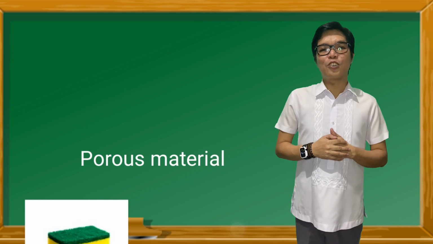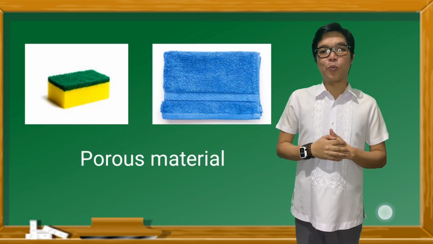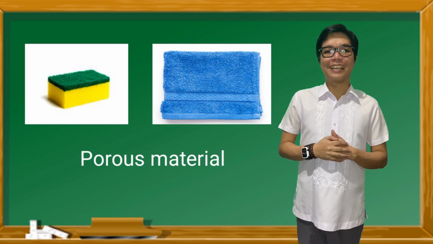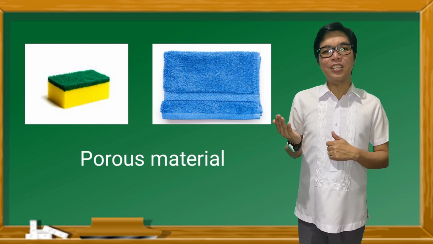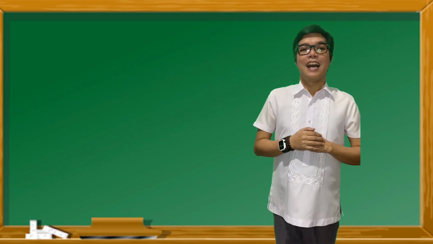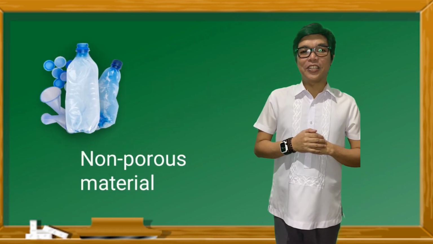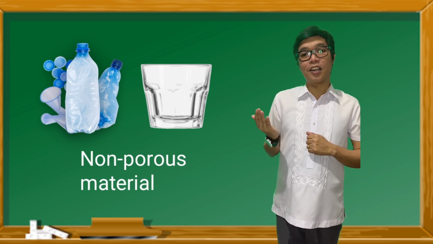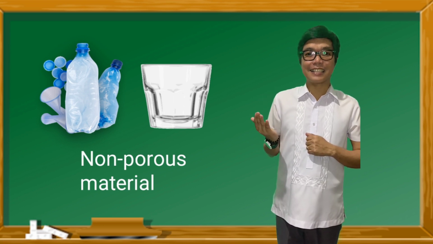Material that allows air or liquid to pass through is called porous material. Some examples are sponge and towel. Non-porous materials are materials that do not allow liquid and air to pass through it. Examples are bottles and glass.